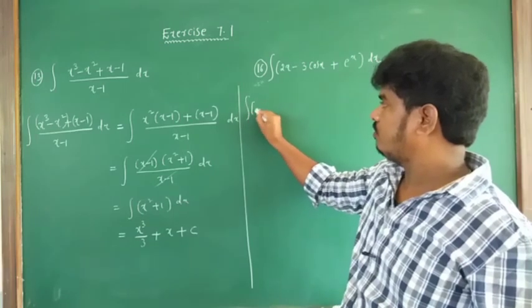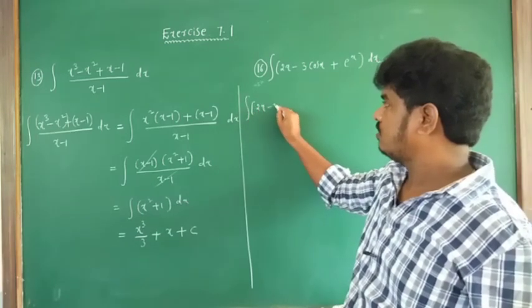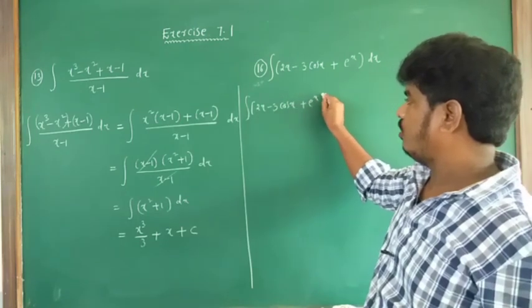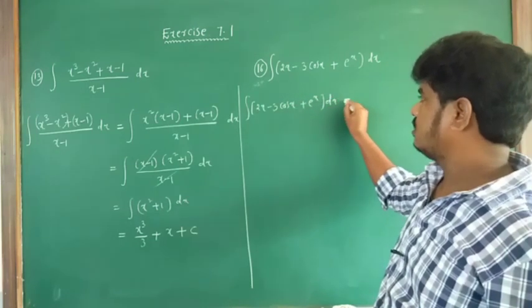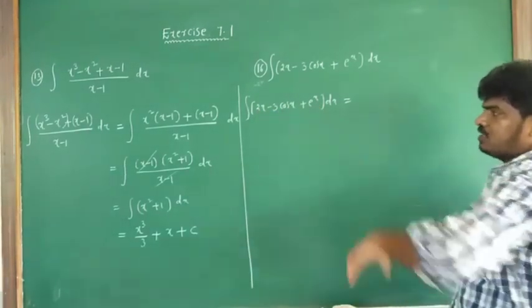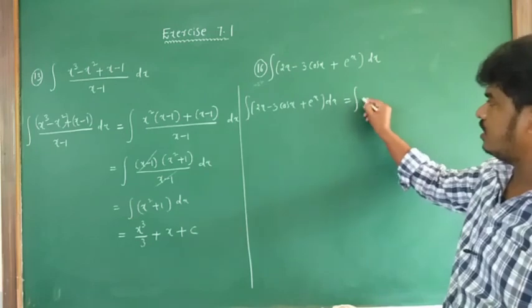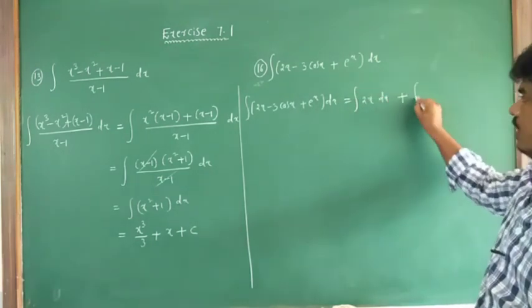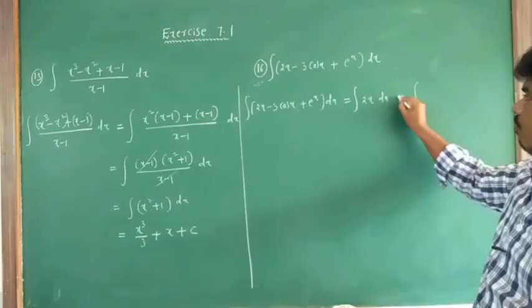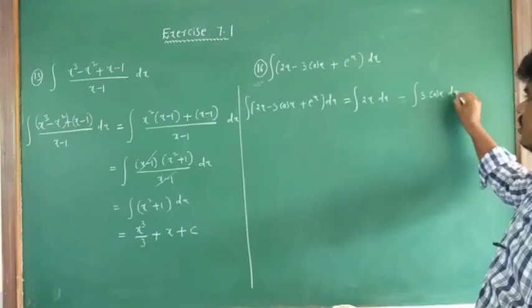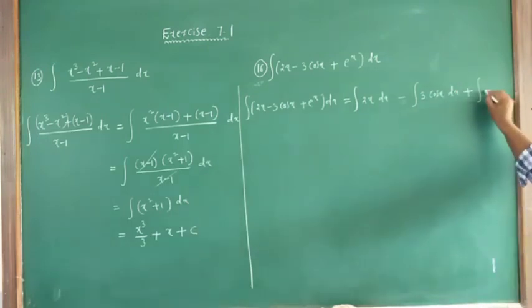Integral of 2x minus 3 cos x plus e power x dx. Here we have three terms. Take that integral separately for those three. So, integral of 2x dx, minus integral of 3 cos x dx, plus integral of e to the power of x dx.